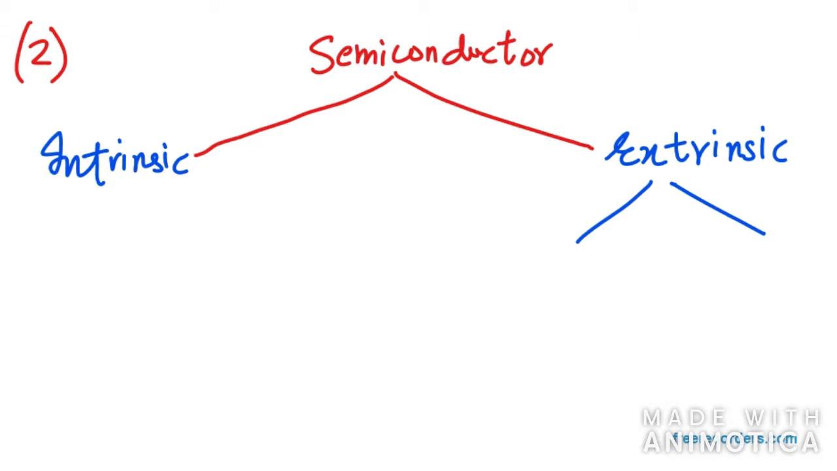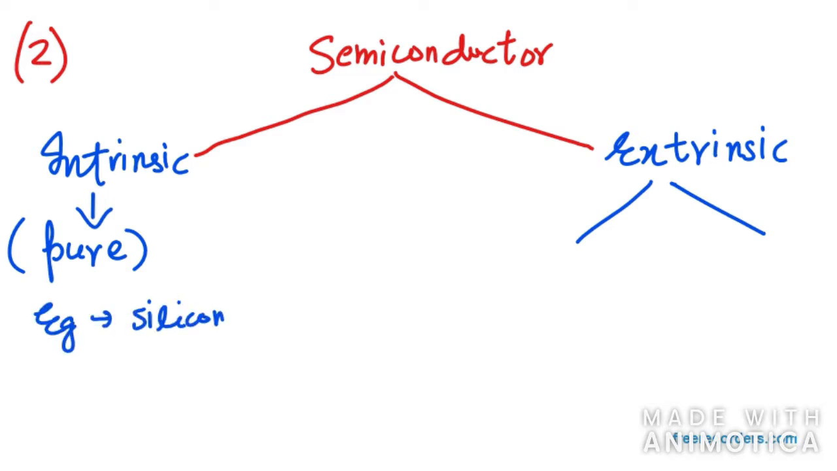So intrinsic semiconductors are in an extremely pure form, which is known as intrinsic semiconductor. That means they are a pure form of semiconductor. We are not adding any impurity to it. So the semiconductors which are pure are known as intrinsic semiconductors. Example, you can take silicon. We have germanium as well.